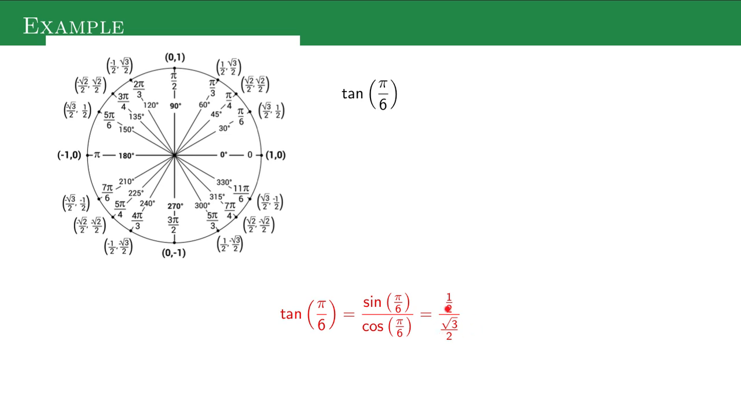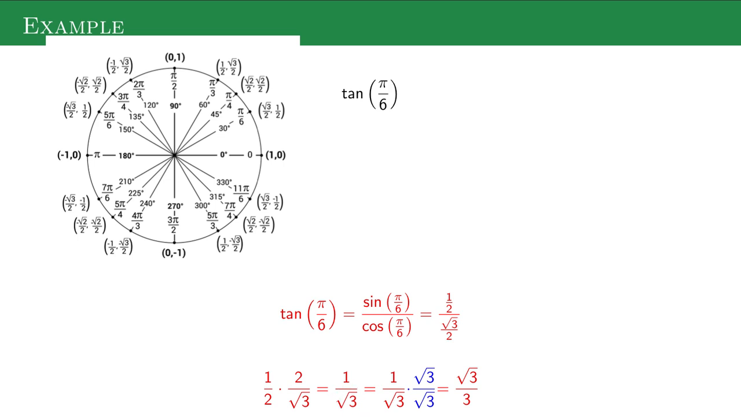If we're dividing fractions, it's the same as multiplying by the reciprocal. So I'm going to multiply now and flip this to 2 over the square root of 3. The 2's cancel, and we just get 1 over the square root of 3, which is technically the answer, but it's not in the fully simplified form. We don't like having these square roots on the bottom of a fraction.